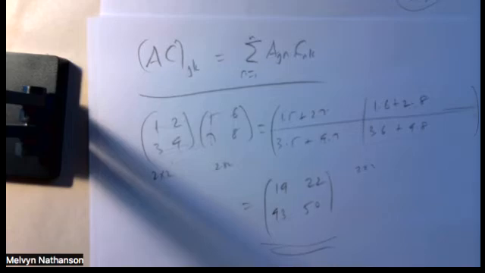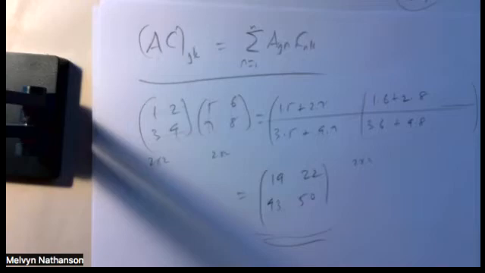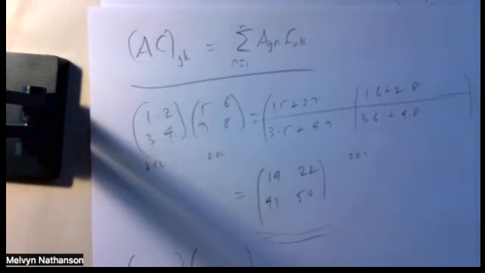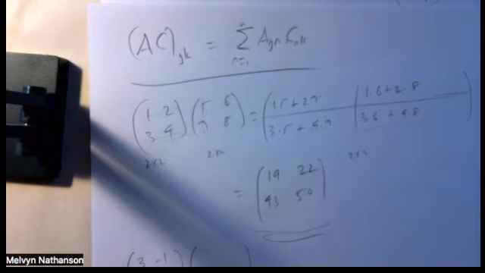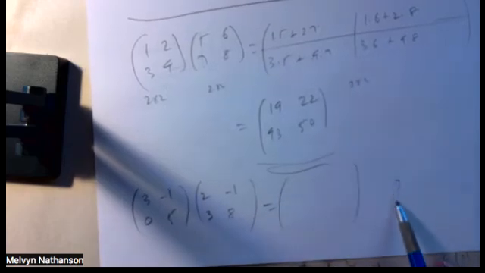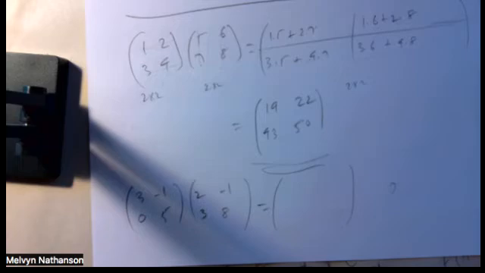So hopefully I did the calculation right. I'm never sure, but hopefully I did it right. And you need to make sure you understand this. And as a simple test, here's a little problem. Just calculate these matrices: 3, minus 1, 0, 5, and 2, minus 1, 3, 8. So here's a 2 by 2 matrix and a 2 by 2 matrix. Multiply them together and tell me what you get.